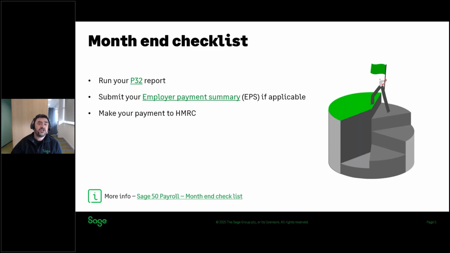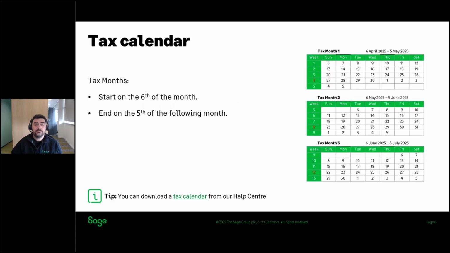Now, whenever we refer to month end in the world of payroll, we are talking about the tax calendar. And because the tax year begins on the 6th of April, it does mean that each tax month starts on the 6th of the month and then ends on the 5th of the following calendar month. So before you complete your month-end tasks, it is really important to check that you have completed payroll for all periods within that tax month.